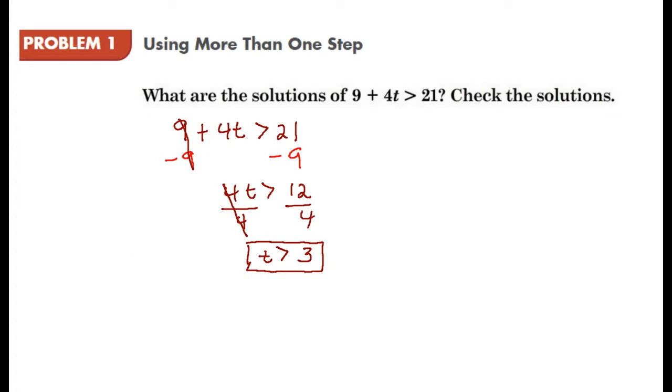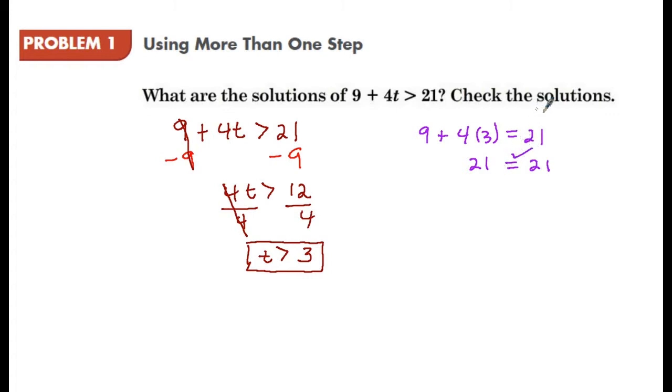Now to check it, we want to first start by using t equals 3, just to confirm that it equals 21. So 9 plus 4 times 3, is that going to equal 21? If this was an equation, let's see if these are equal. So 9 plus 4 times 3, well, that's going to equal 21. So this works out correct.